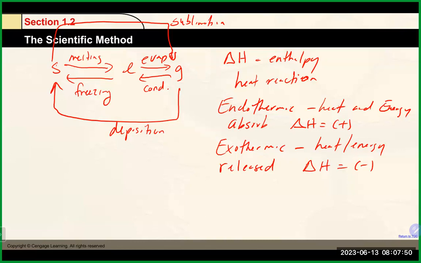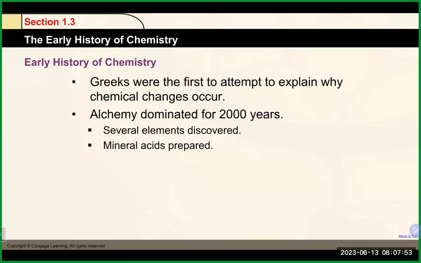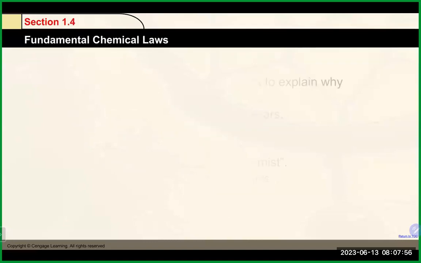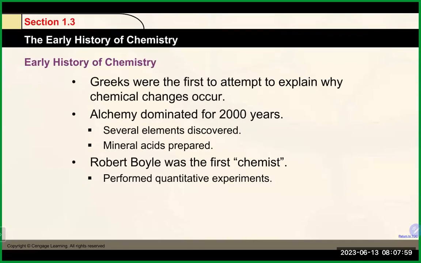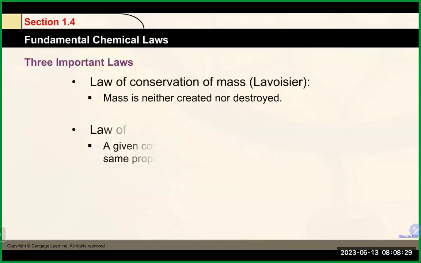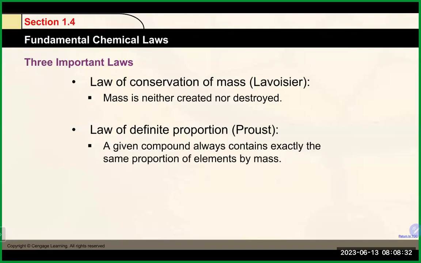Okay, then we're going to roll now into the idea of the atom, and we'll talk about some experiments and some things that led to the understanding of the structure of an atom. Remember that the atom is the basic building block of all elements. It's their basic representation. So Greeks were the first to explain why chemical changes occur. Robert Boyle, of Boyle's law in gases, is thought to be the first chemist, and performed a lot of quantitative experiments. Quantitative is measurements, right? Experimentation. Qualitative is more observations.